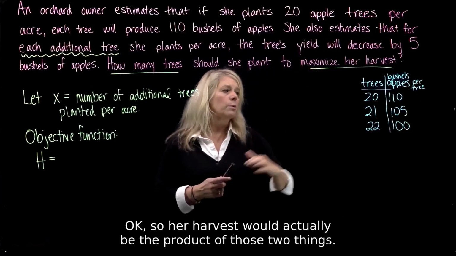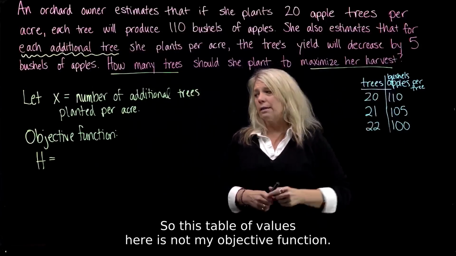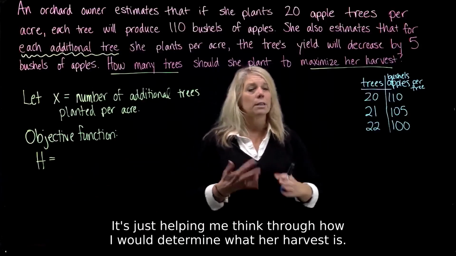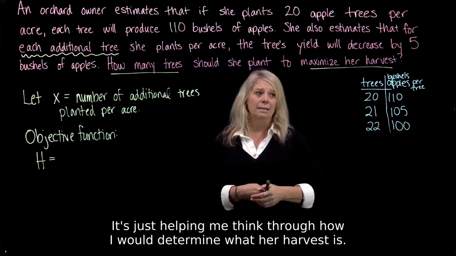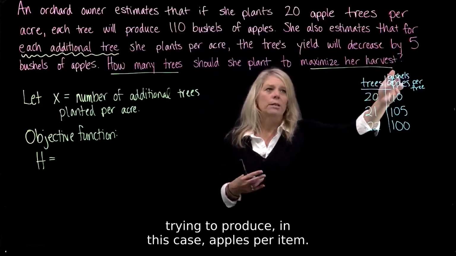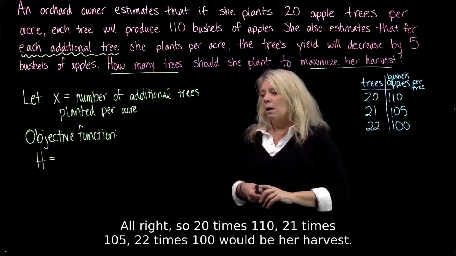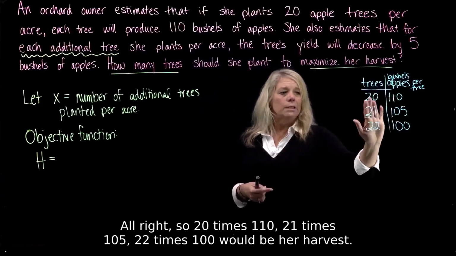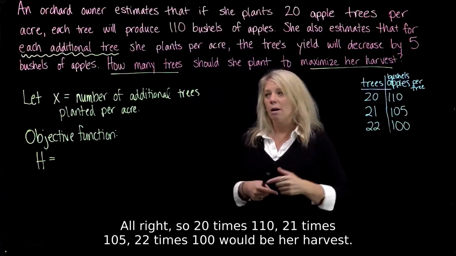Okay, so her harvest would actually be the product of those two things. So this table of values here is not my objective function. It's just helping me think through how I would determine what her harvest is. So number of items times number of whatever we're trying to produce, in this case, apples per item. All right, so 20 times 110, 21 times 105, 22 times 100 would be her harvest.